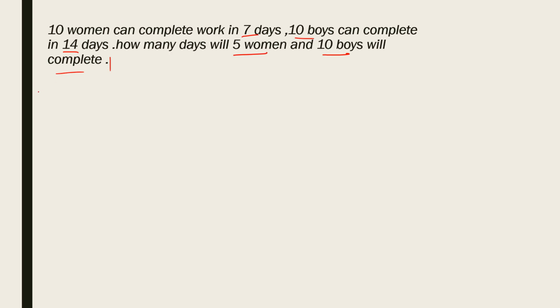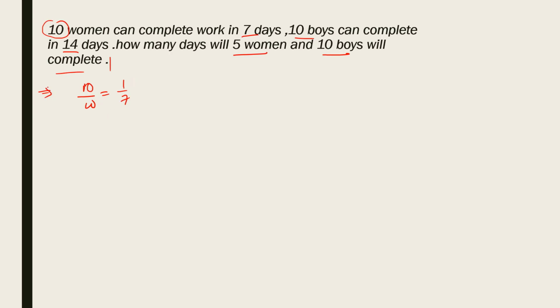In tackling these types of problems, the first thing to do is this. Suppose that instead of 10 women, it is given that a woman can complete in 7 days, and instead of 10 boys, a boy can complete in 14 days. Then we would say that a woman takes 1 by W part of the work in 1 day. But for this problem we have to consider 10 women, so instead of 1 you write 10. 10 women will be able to complete 1 by 7th part of the work in 1 day.